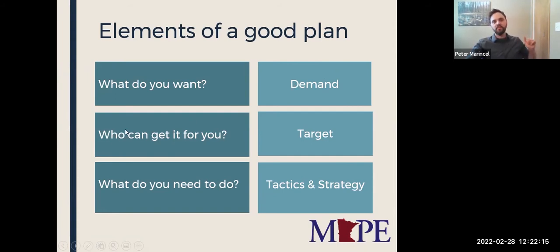And then the second one is who can get it for you, meaning the target of your action is the person that can get you what you need. And then what do you need to do? That's the strategy and the tactics. A collection of tactics makes up your strategy of how to get that thing from the target.